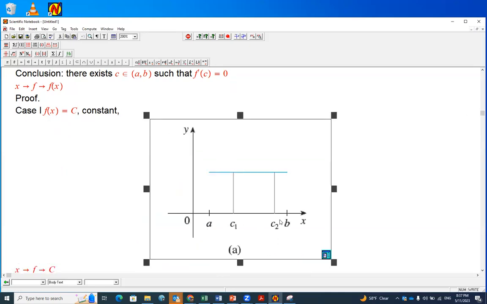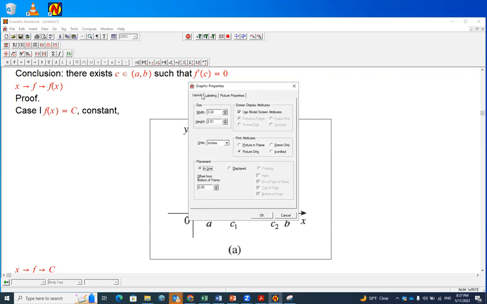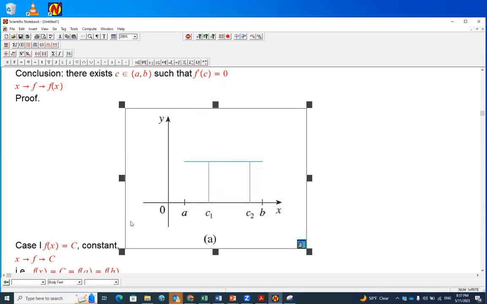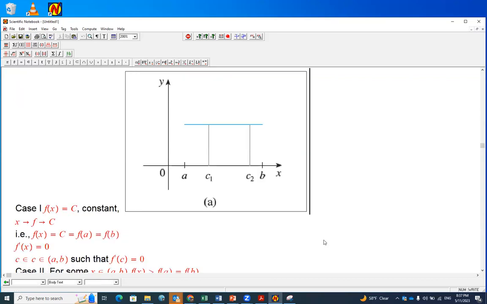f of a is the same as f of b. This is a, this is b. So it's a constant, the derivative is 0. So any point is okay, any point in the interval would work. Case 1.